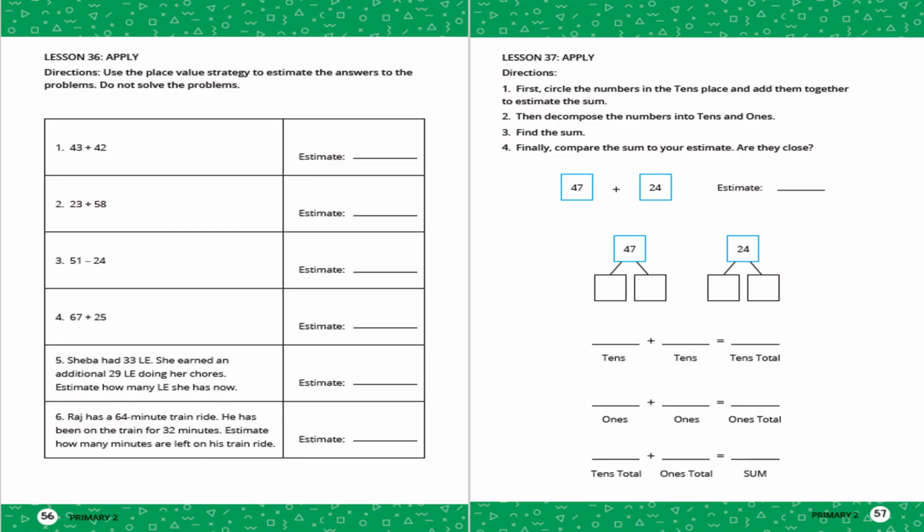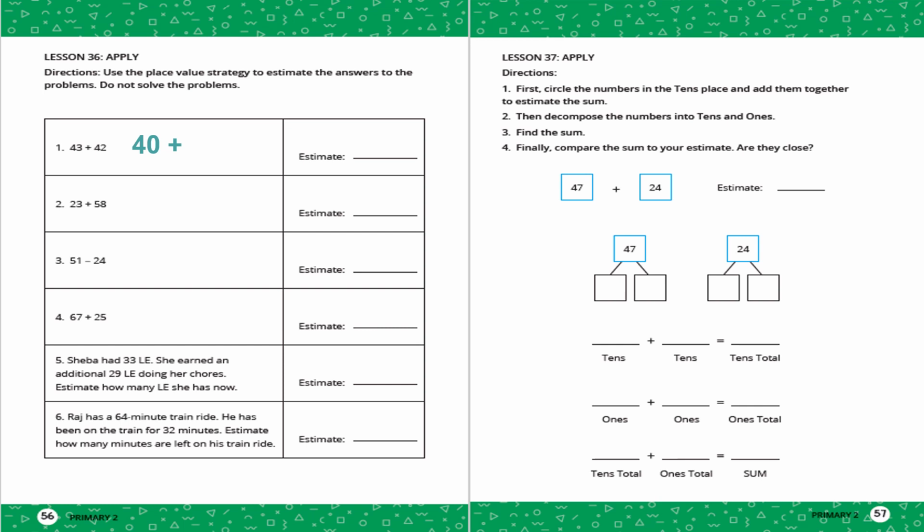Let's move to lesson 36. Use the place value strategy to estimate the answer to the problems. Do not solve the problems. Problem number 1, 43 plus 42. First, we must estimate. Let's estimate 43. 43 is between what and what? Between 40 and 50. Second step, look at ones. Ones is 3. 3 is less than 5, so we will stay in the same door. 43 will be 40.